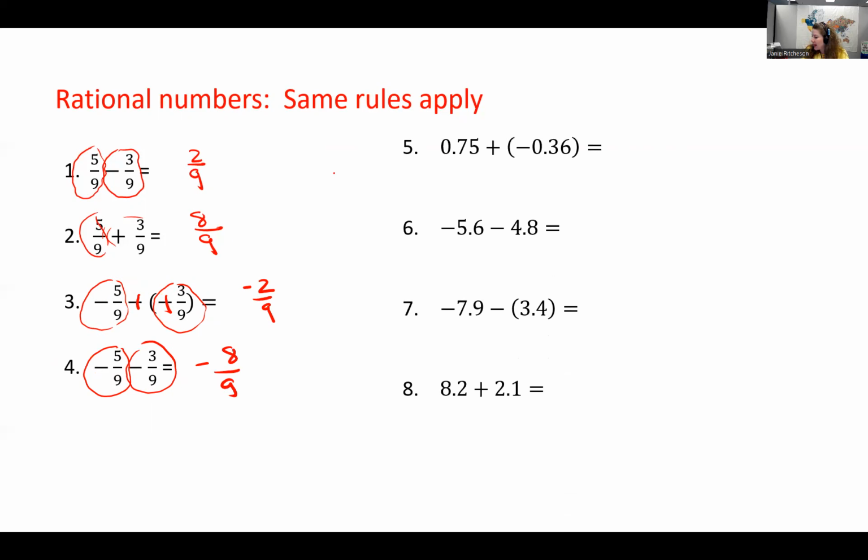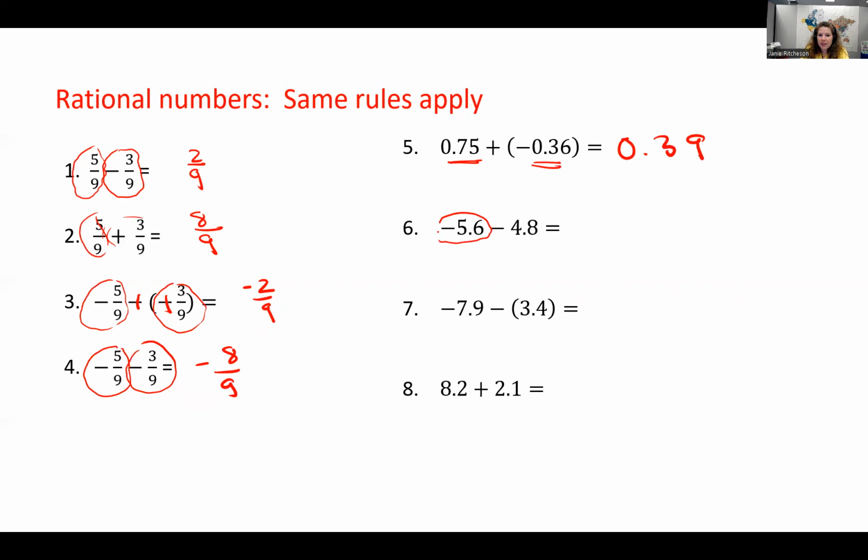All right, look at number 5 through 8. These are decimals, but the same rules apply. So the first one, we have a positive combined with a negative. So we're going to subtract and we're going to keep the sign of the bigger digit. And I get 0.39.